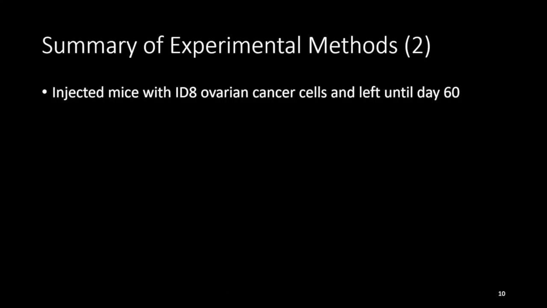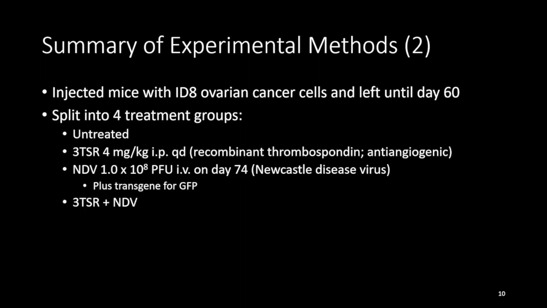Now we move on to the bulk of their paper, which is their in vivo study, where they injected mice with the ID8 ovarian cancer cells. So these are the mouse-based ovarian cancer cells. They let them grow for 60 days and presumably metastasize. And then they split the mice into 4 different treatment groups.